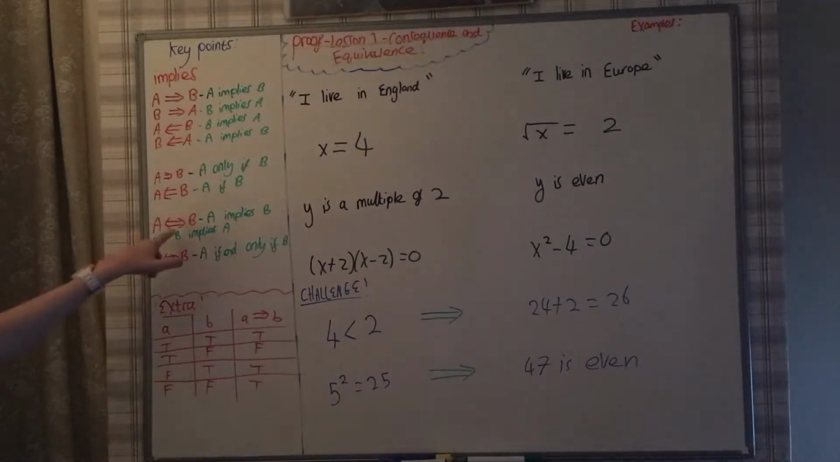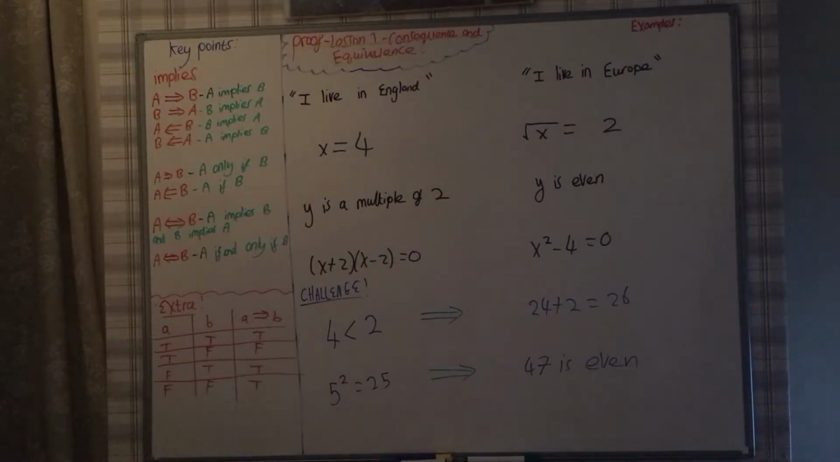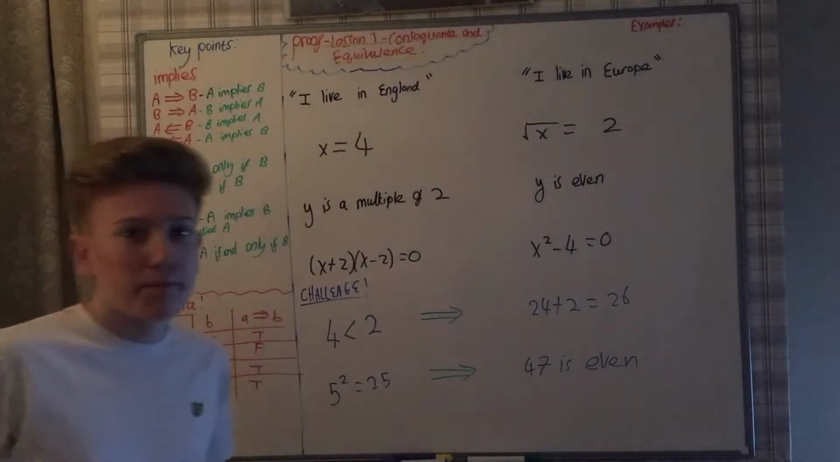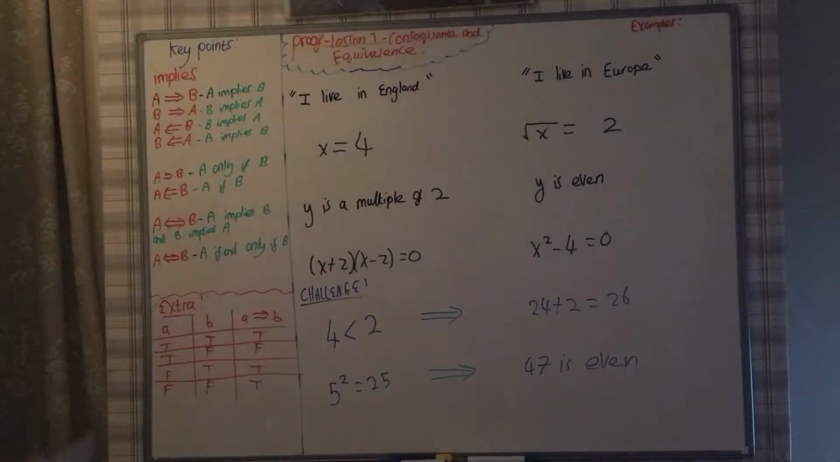Now, with this one, A implies B and B implies A, as you can see the arrow is pointing one way and then pointing back the other way. So A implies B and also B implies A. And this can be written as A if and only if B. So learn those statements.